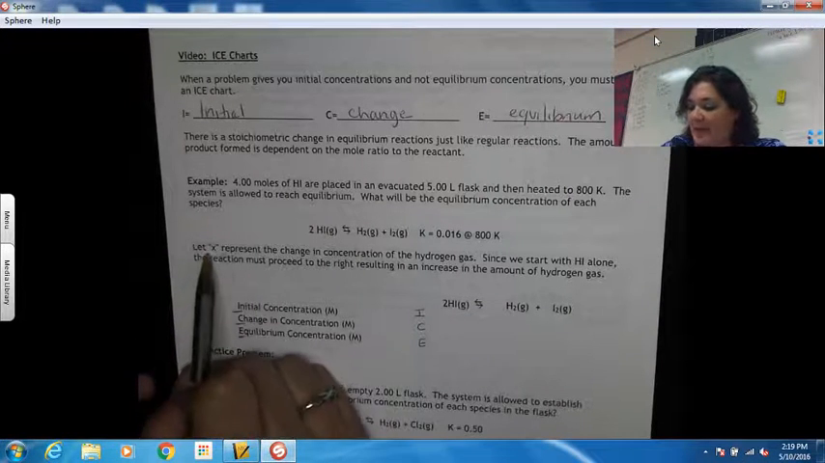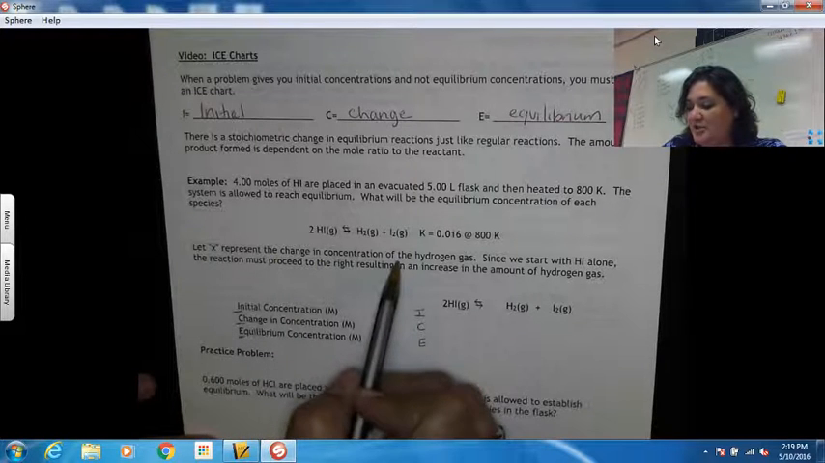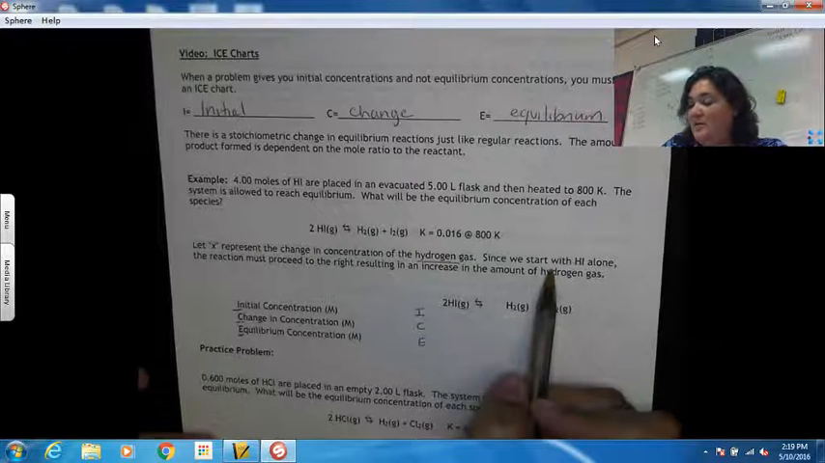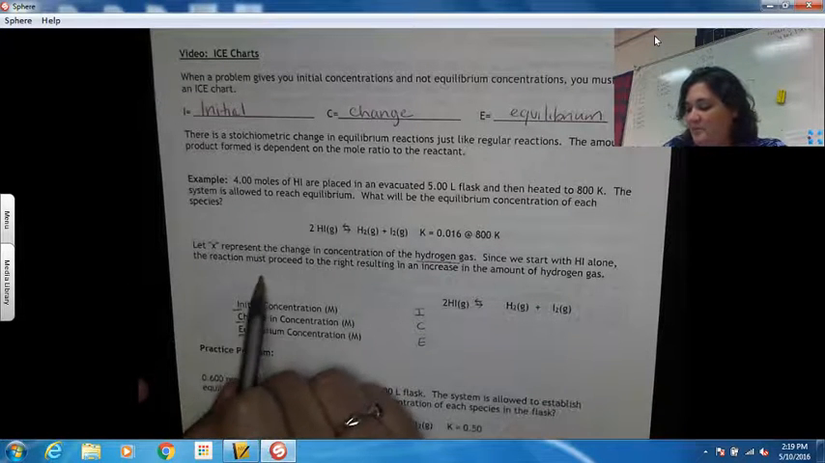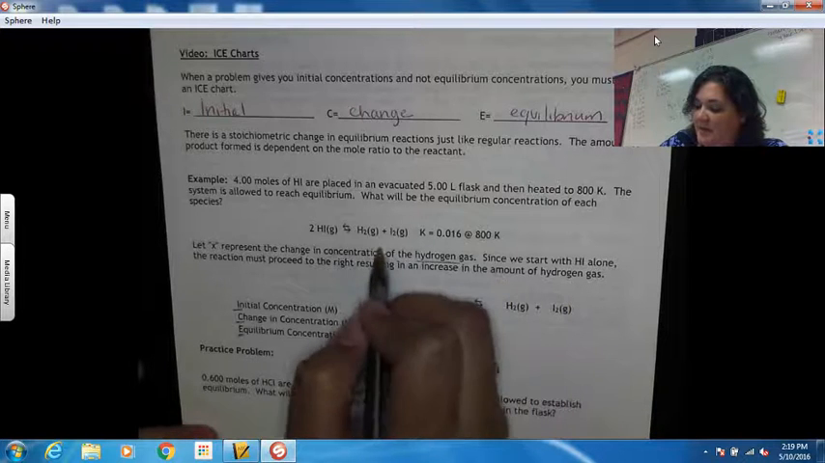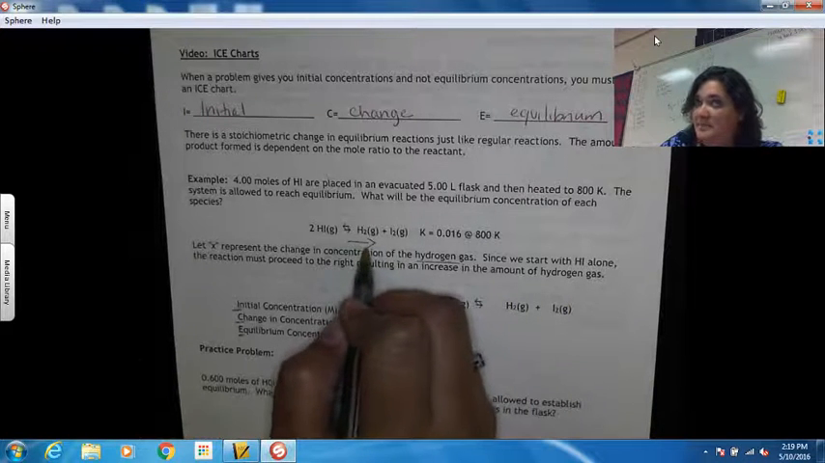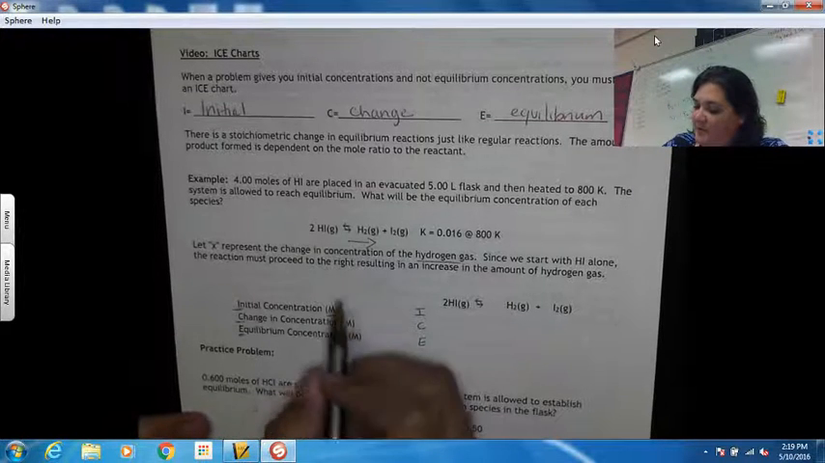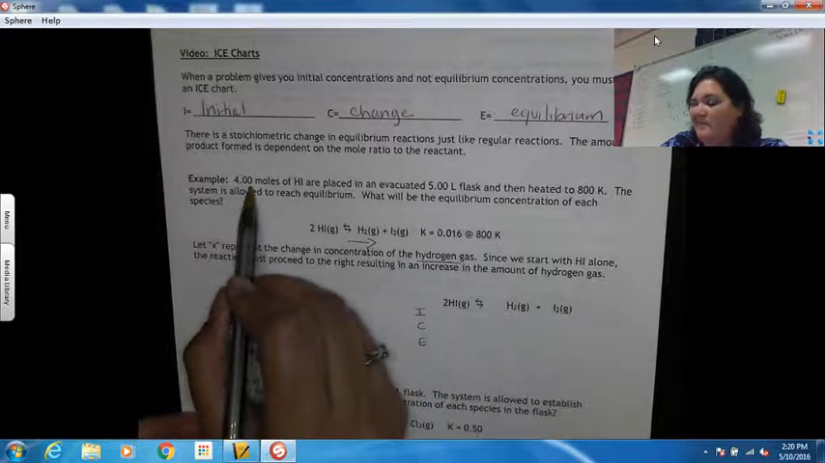So we'll let X represent the change in concentration of hydrogen. And since we start with HI, the reaction must proceed to the right, resulting in an increase in the amount of hydrogen gas. It's going to shift to the right. Right? So again, we have to have molarity, though. So we'll calculate our molarity.